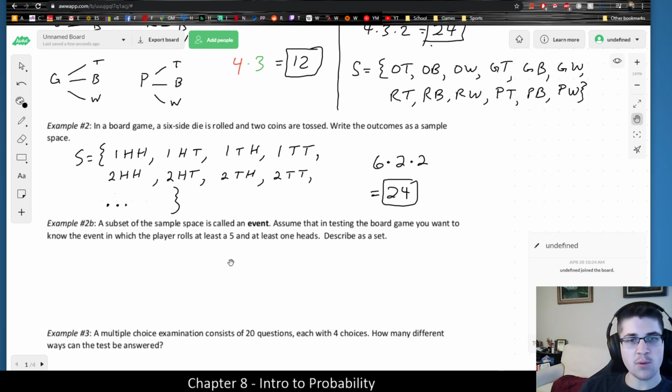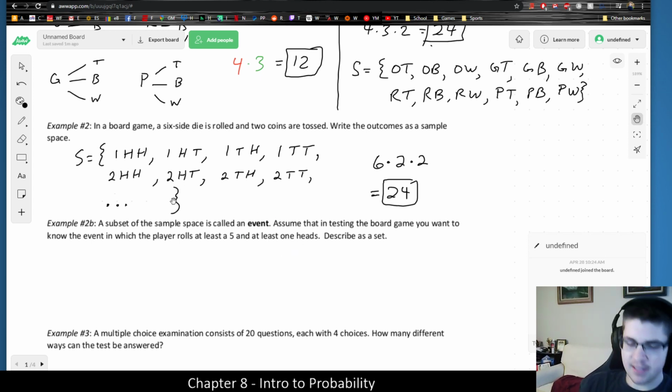Just doing one more example before I wrap this video up, it says a subset of the sample space is called an event. Assume that in testing the board game, you want to know the event in which the player rolls at least a 5 on the die and at least one heads on the coin. It says to describe it as a set. There are various different ways to do these calculations and figure out how many options there are, but if you know the entire sample space, finding an event is pretty easy from there.